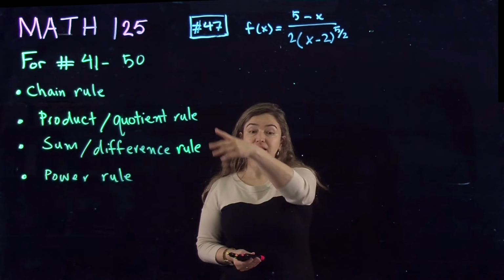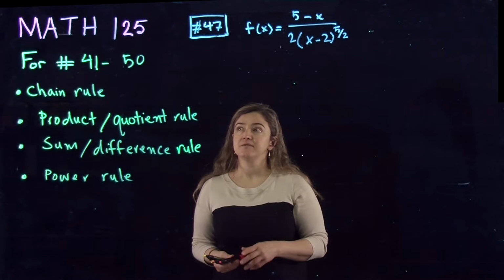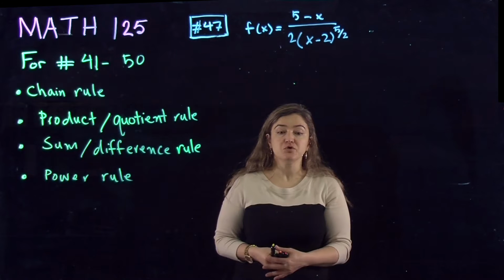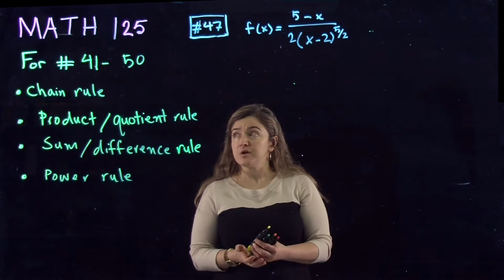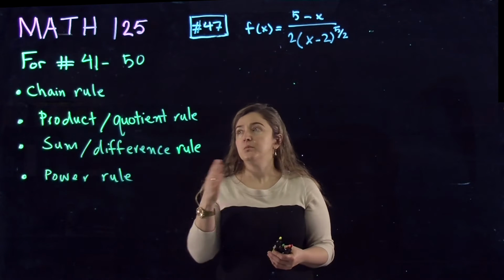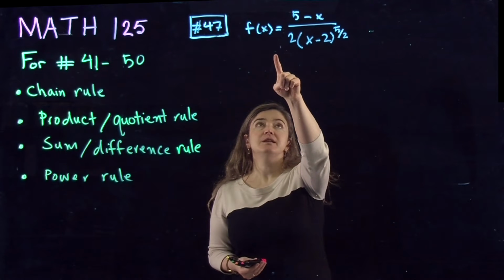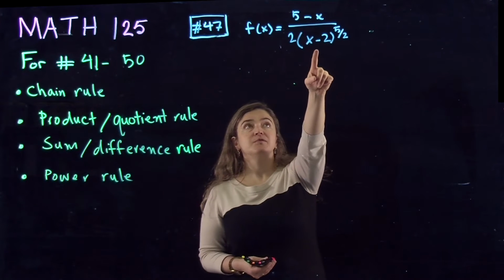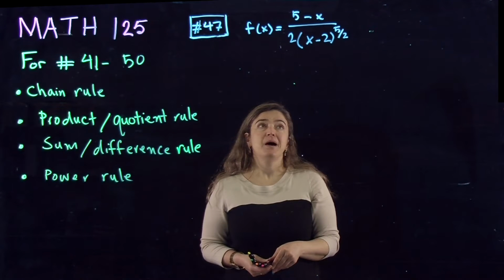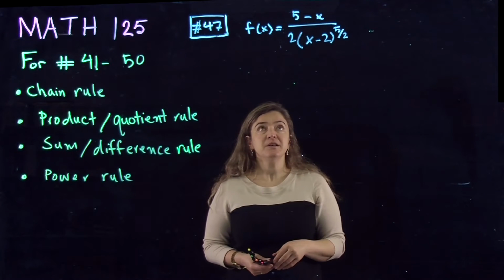We're continuing with our gateway questions for Math 125. This is number 47 out of the pool 41 to 50. This usually requires the use of chain rule, product rule, quotient rule at least twice, but with one subset of that. This time the function is f of x equals (5 minus x) divided by (2 times (x minus 2) to the power 5/2). How do we take the derivative of this one?